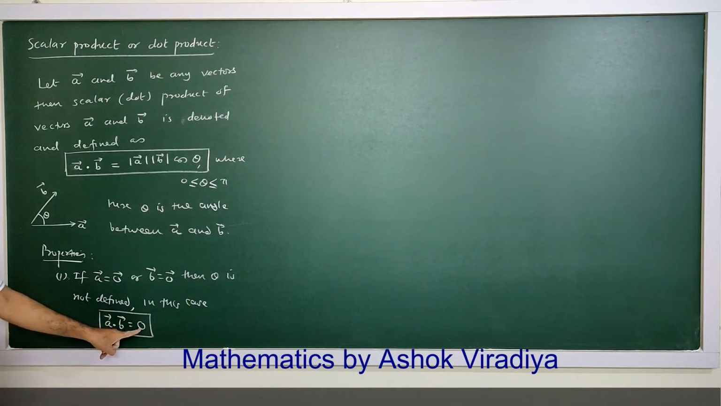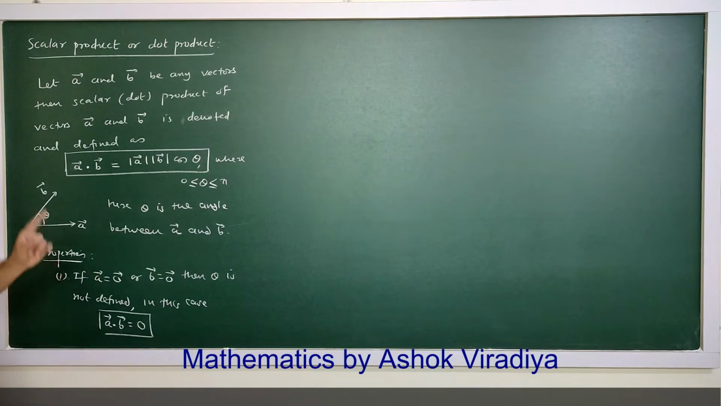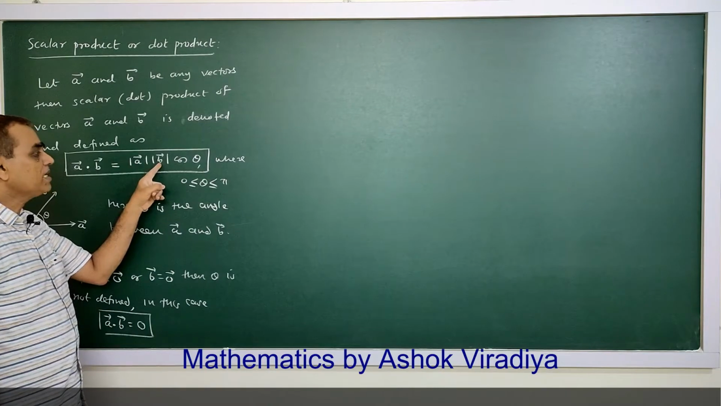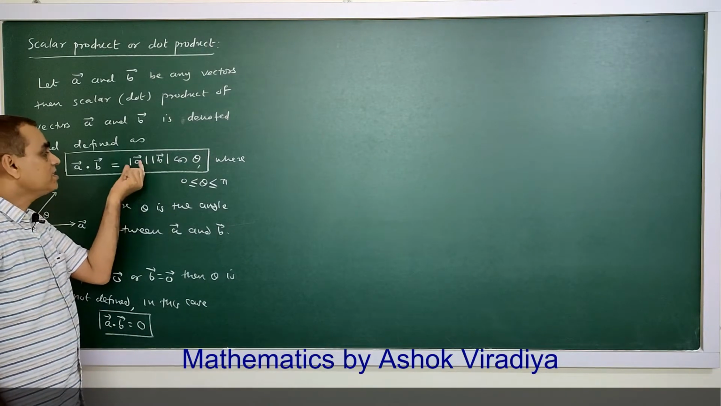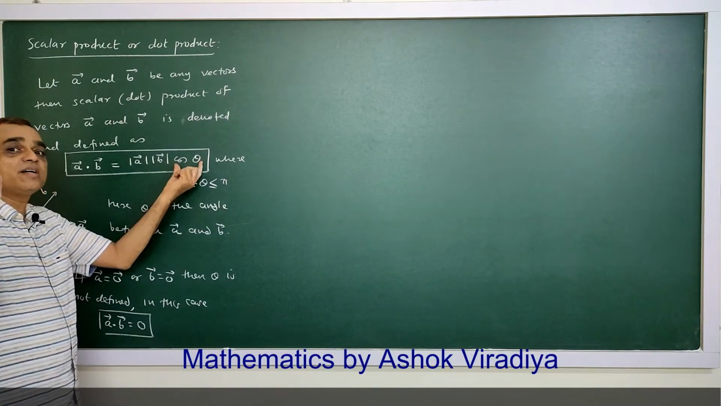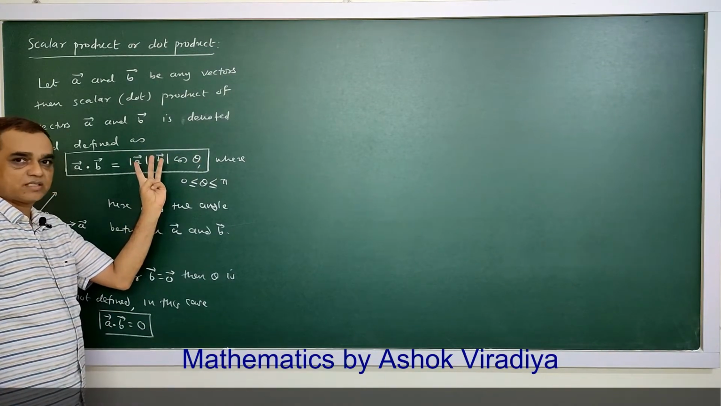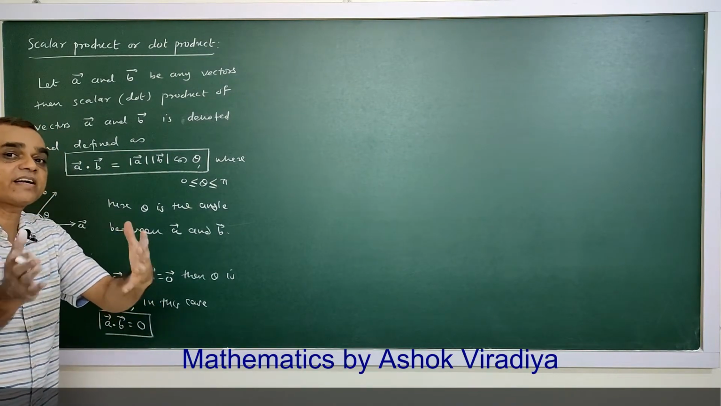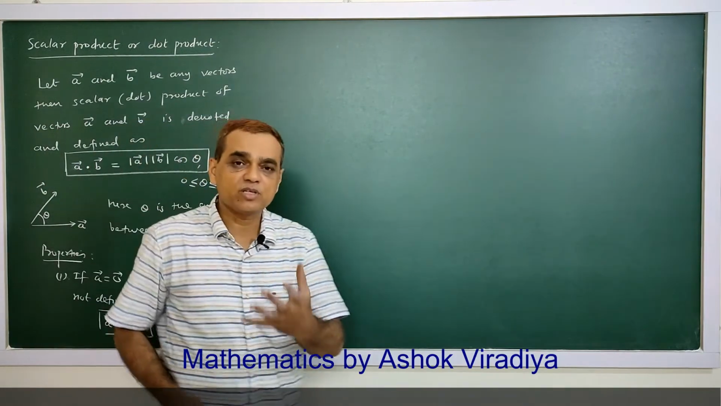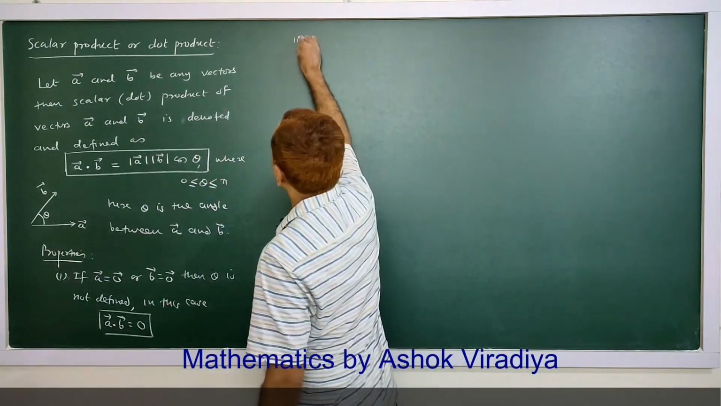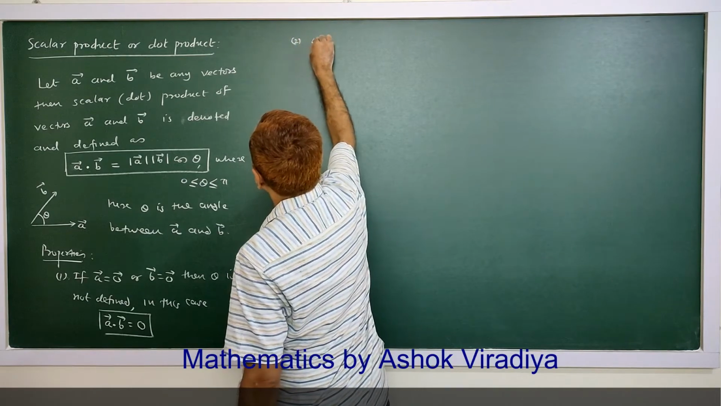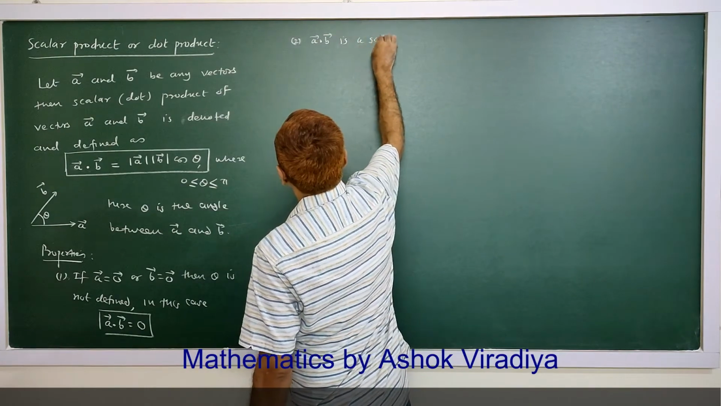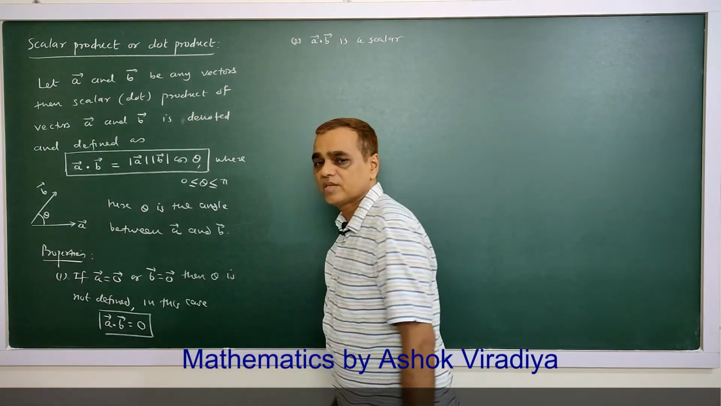This is a scalar. Here the magnitude of A is a scalar, the magnitude of B is a scalar, meaning a real number. This is a number, this is a number, cos theta is also a number. So it's a product of three numbers. So the dot product is a number. It's a scalar, not a vector. So the dot product gives a scalar. That is, A bar dot B bar is a scalar. It is not a vector.